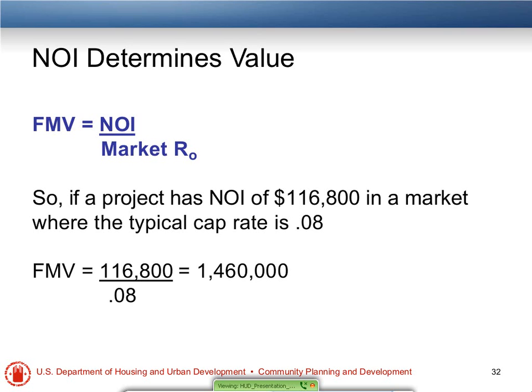Typically, cap rates are going to be lower in stronger markets, like on the two coasts, the East Coast and the West Coast, and higher in weaker markets like the industrial Midwest.